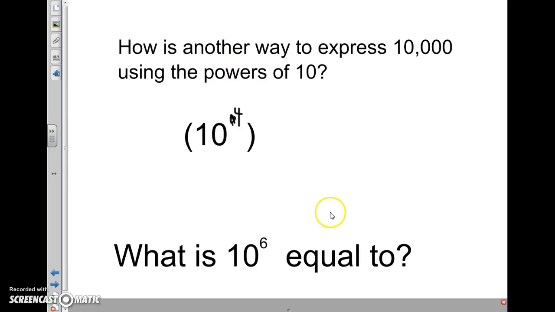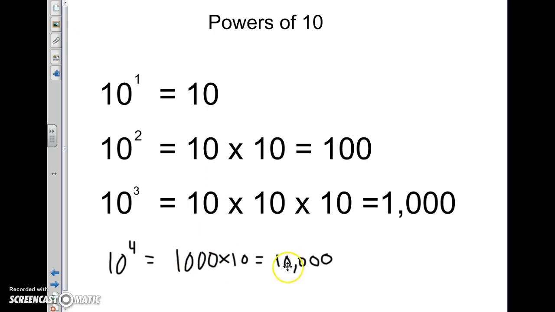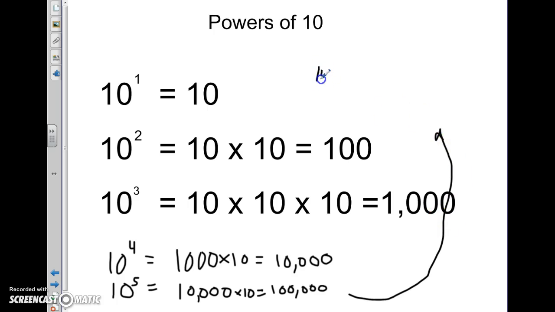Okay, and 10 to the sixth means, remember, if 10 to the fourth was 10,000, then 10 to the fifth would be that 10,000, which is 10 to the fourth, times another 10, which would mean it's 10,000 times 10, 100,000. Okay, and then 10 to the sixth would be 10 to the fifth, which was 100,000.